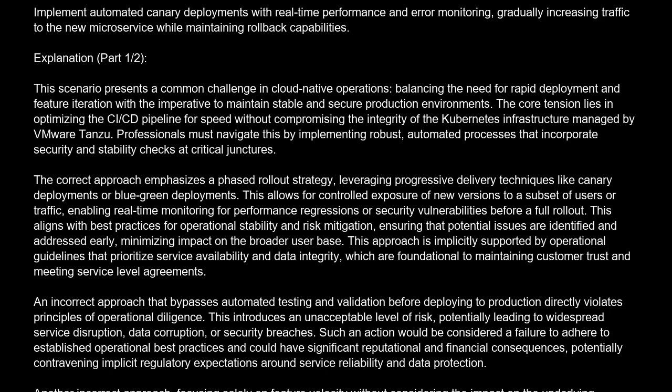This approach is implicitly supported by operational guidelines that prioritize service availability and data integrity, which are foundational to maintaining customer trust and meeting service-level agreements.